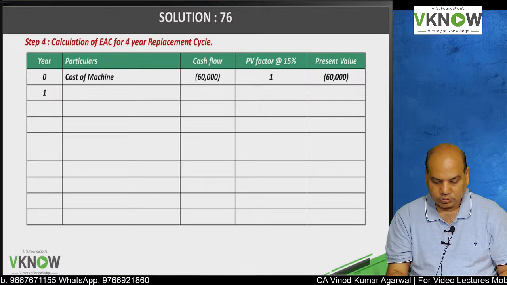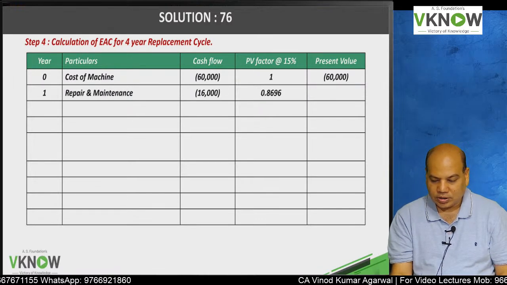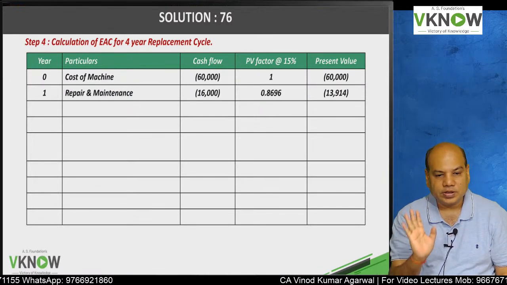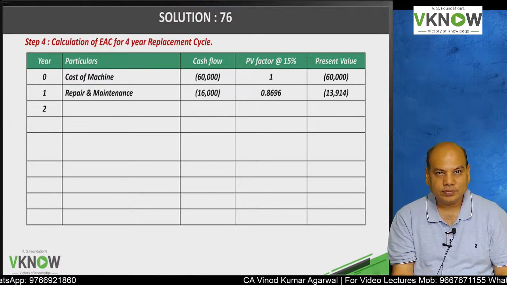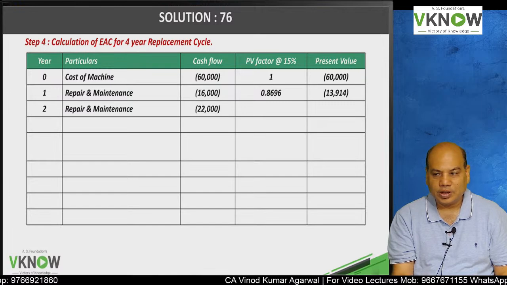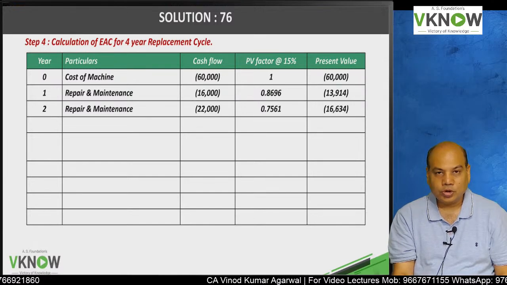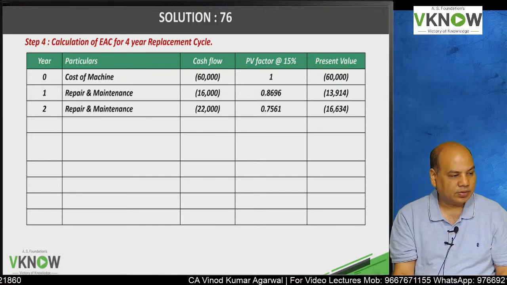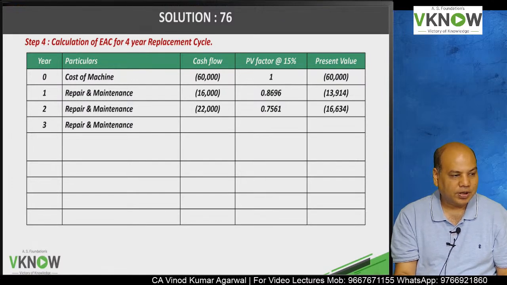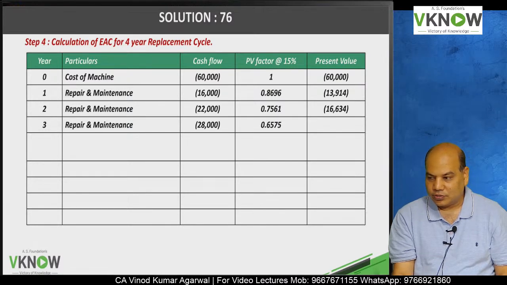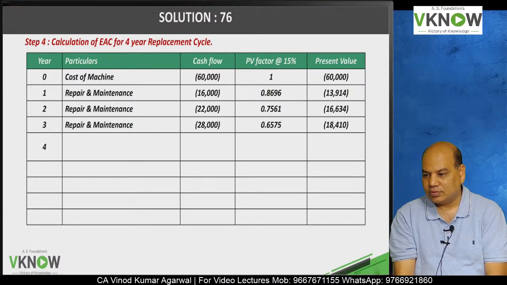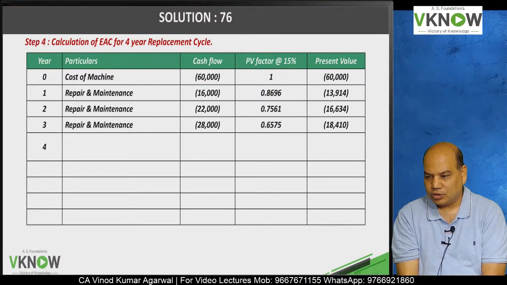Year 1 repairs and maintenance 16,000. Copy from the previous table, factor and present value. Save time. Year 2 repair and maintenance 22,000. Copy from previous table, factor and value. Year 3 again repairs and maintenance. Very easy question. 28,000. Copy from previous table, both factor and value.